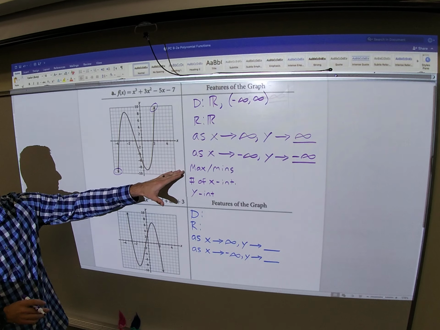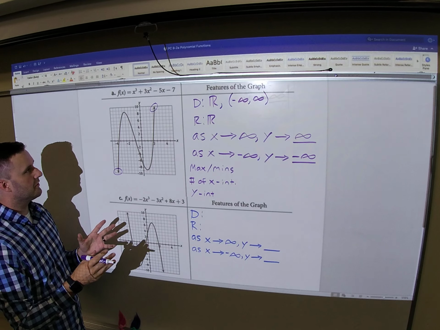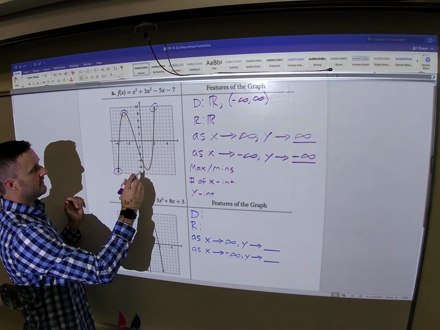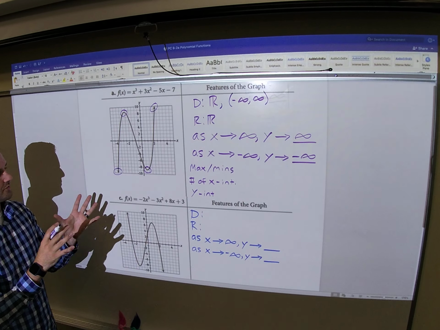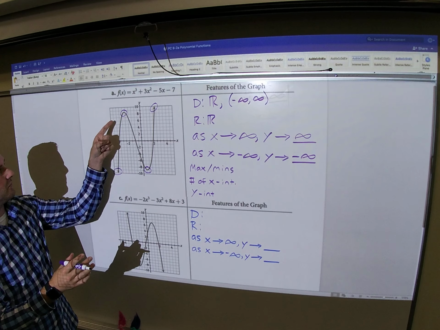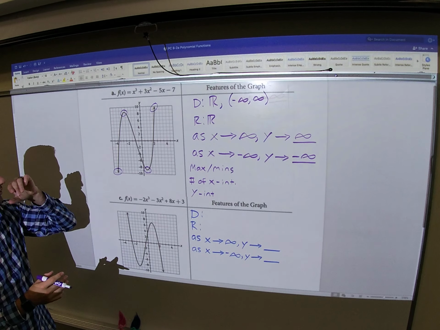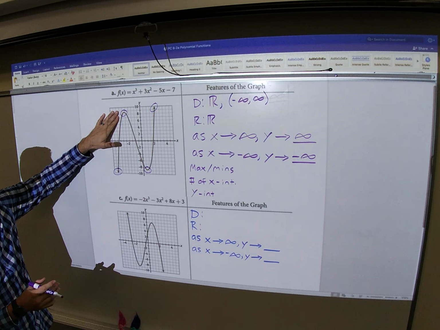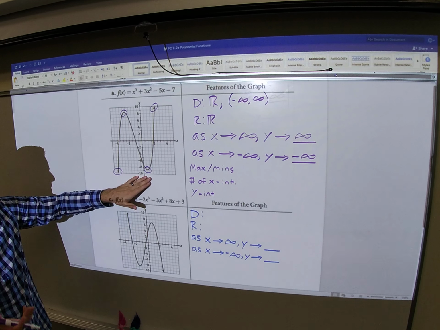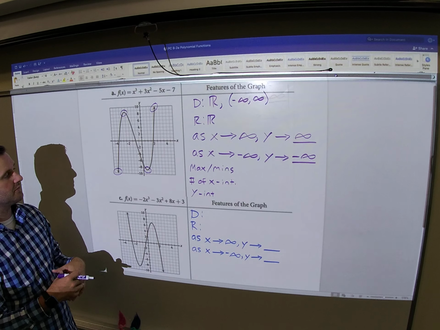Now, maximums and minimums. We're going to find these using our calculator, but I just want you to notice that we have two changes of direction here. And they occur at what's called the extrema here. And these are relative. This is a relative maximum, and this is a relative minimum. And so we have a total of two.